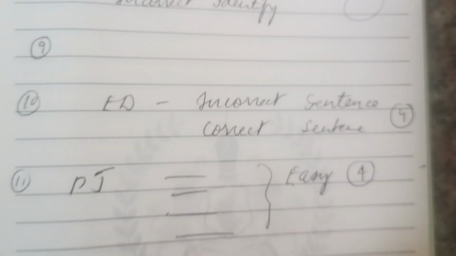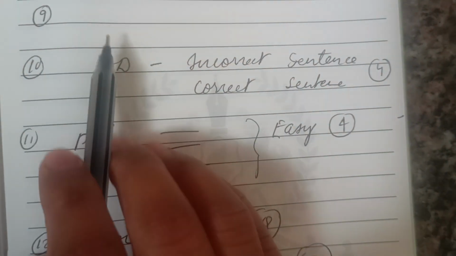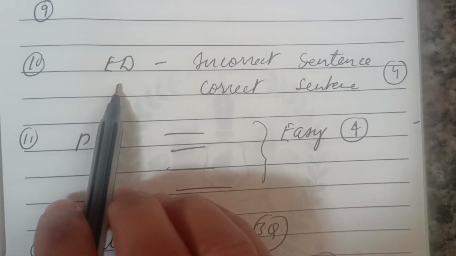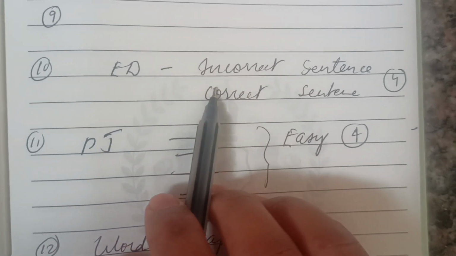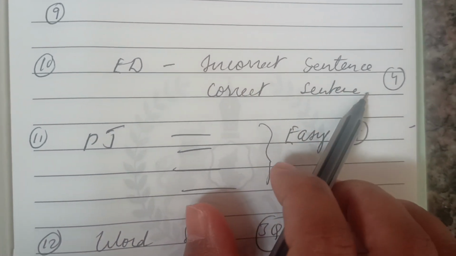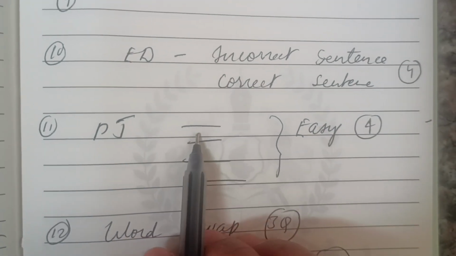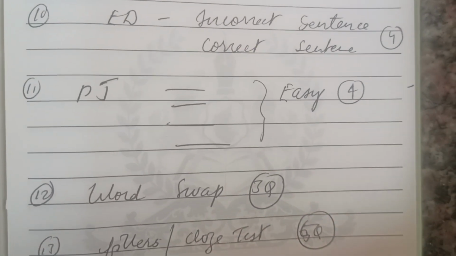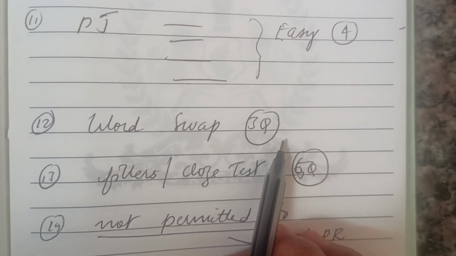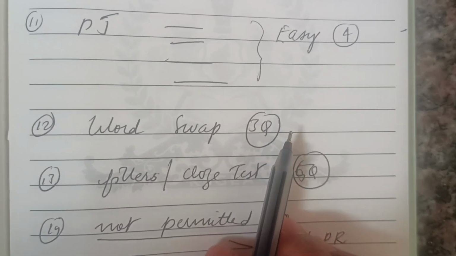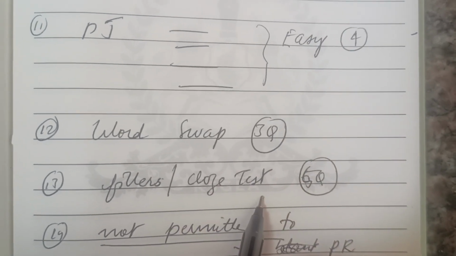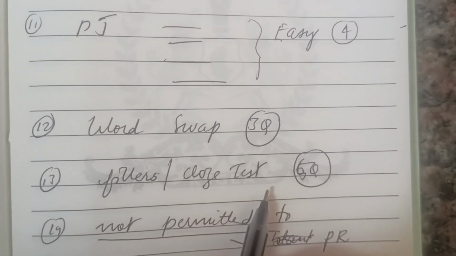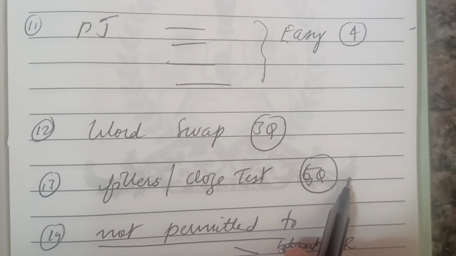Okay, next there were error detection questions. It was not like we have to detect the word which is misspelled or grammatically incorrect. It is just a sentence, and we have to identify the correct sentence or the incorrect sentence. I think it was 4 questions. Parajumble, where we have to arrange the sentences, was very easy, and there were 4 questions. Then there were 3 word swap questions, I don't remember them, but 3 questions were there. And fillers and cloze test, I tried really hard to remember the options which I marked, but I couldn't recall them. So please let me know if any of you can remember these questions.